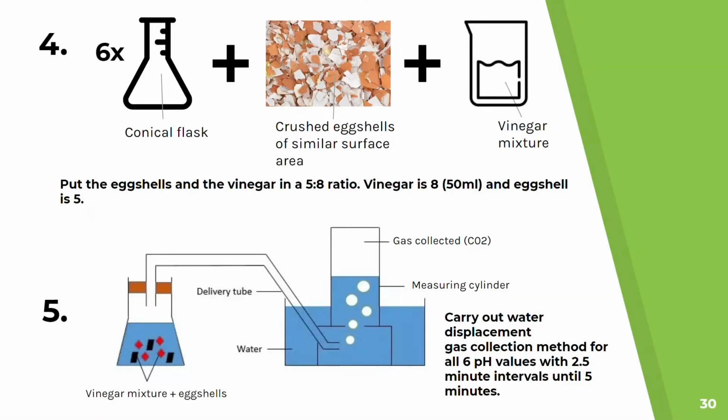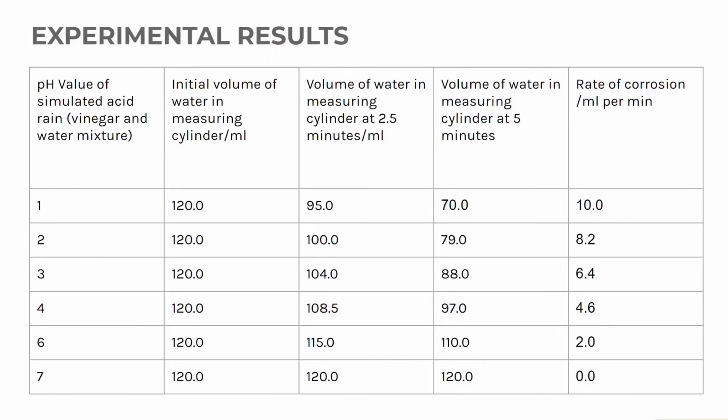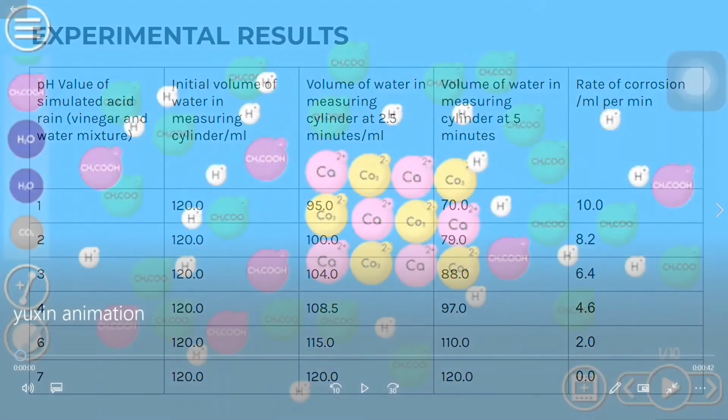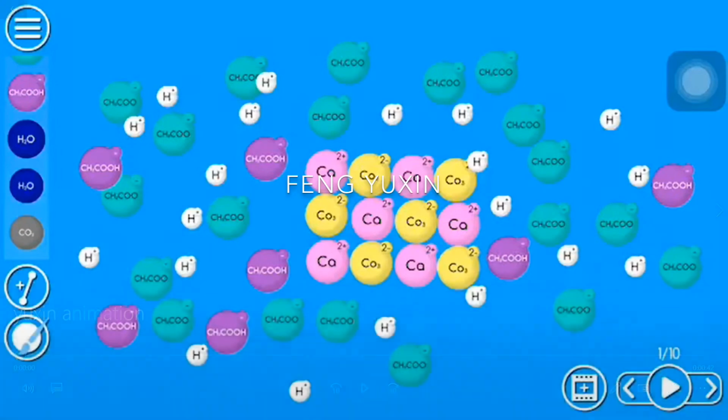Afterwards, I put the eggshells and vinegar mixture in a 5:8 ratio. Finally, I carried out the water displacement gas collection method to find out the rate of reaction. Here are the results of my experiment. This allows me to conclude that the lower the pH value, the faster the rate of corrosion, which proves my thesis.